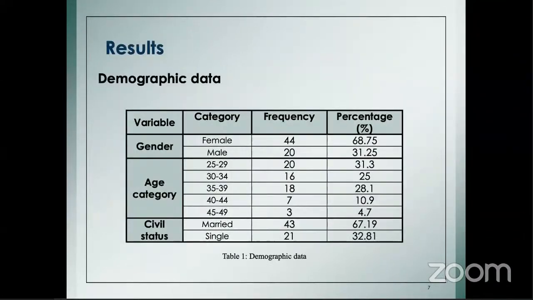Now let's move to the results. You can see Table 1 summarizes the demographic data. There was a total of 70 undergraduates in the BMLS Honours Degree Program, and only 64 students responded. Among the respondents, there were 44 females and 20 males, so around 69% females and 31% males in the sample. The majority were below the age of 40 years, and only 10 students were above 40. And you can see in the table there were 43 married students and 21 single students.